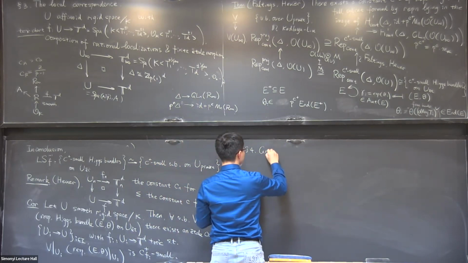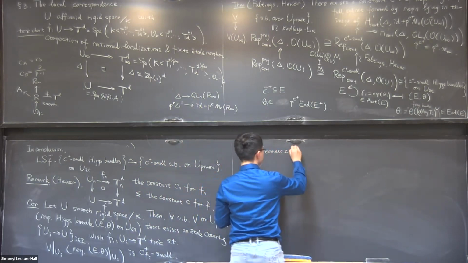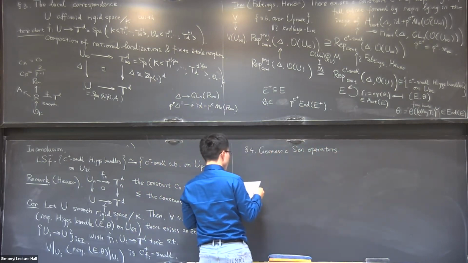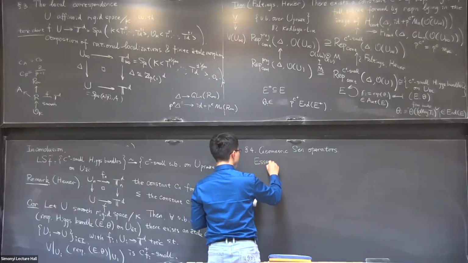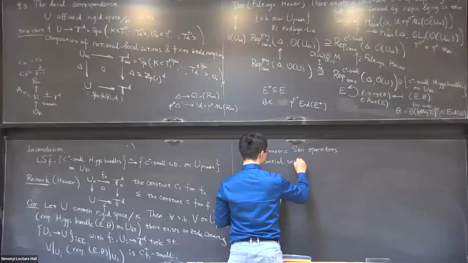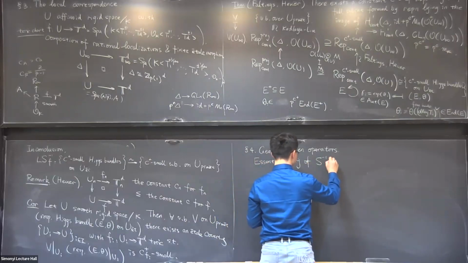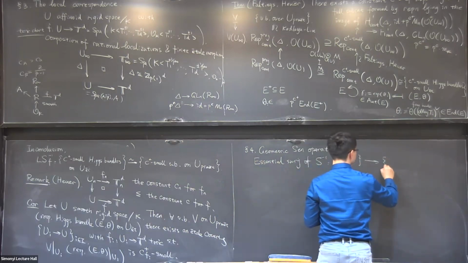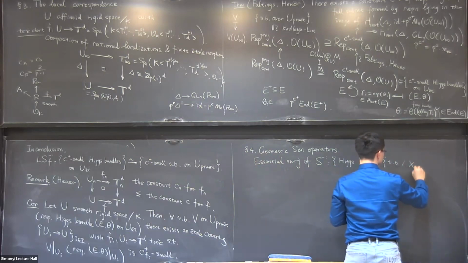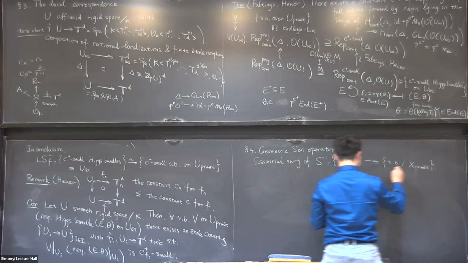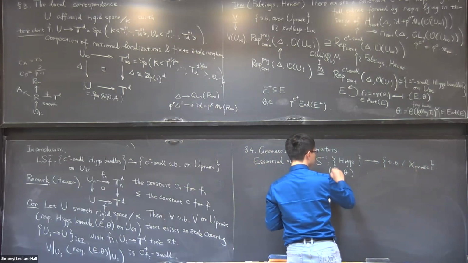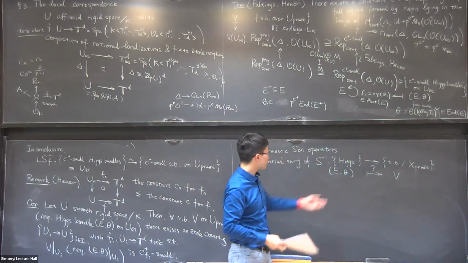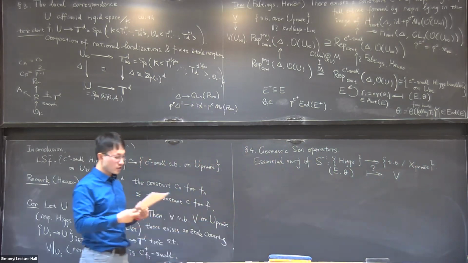Now, the last section is geometric Sen operators. We would like to prove the essential surjectivity of this functor S' S inverse from the Higgs bundles to vector bundles over X pro-étale. So here we have (E, theta). We wonder if any vector bundle comes from such a Higgs bundle. That's our question, right?